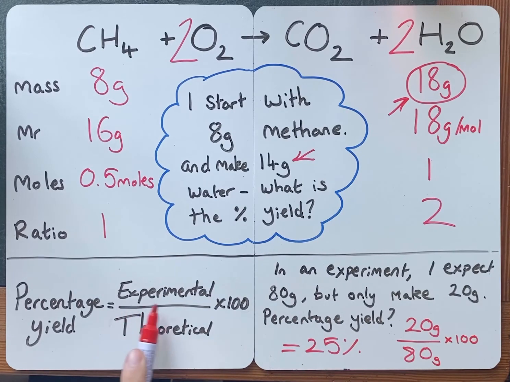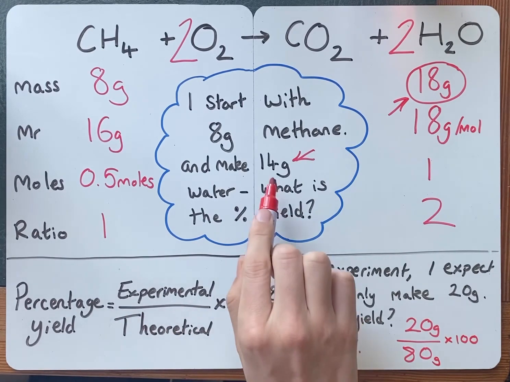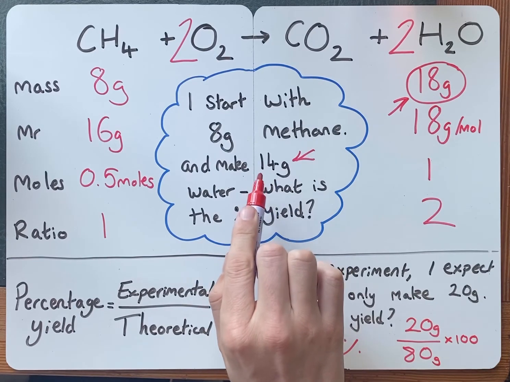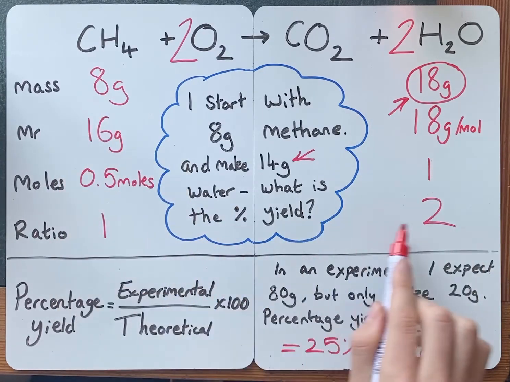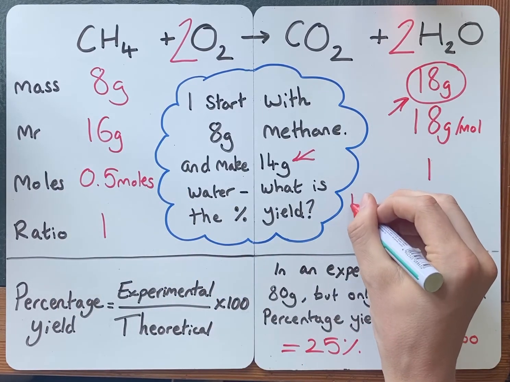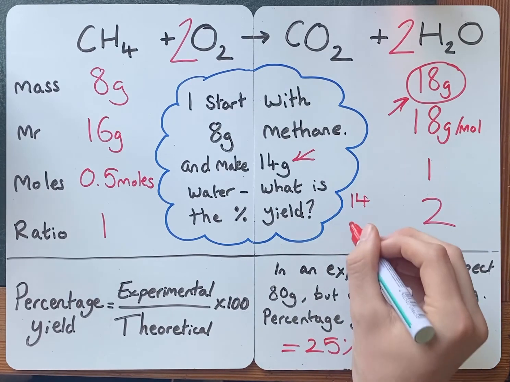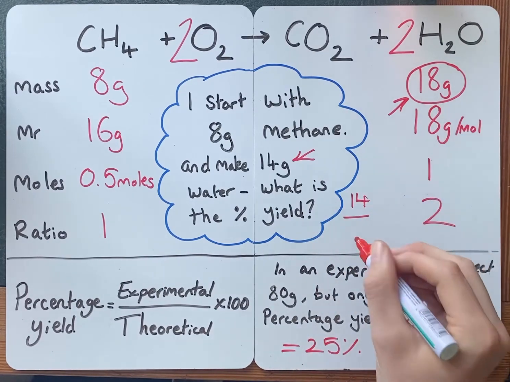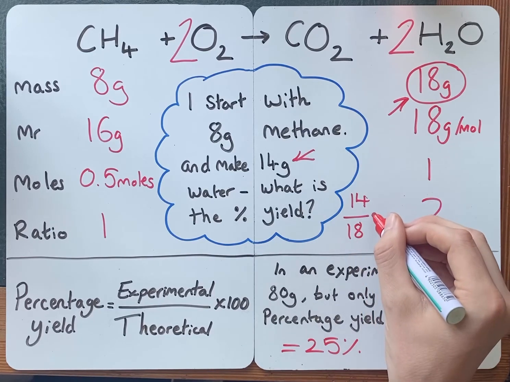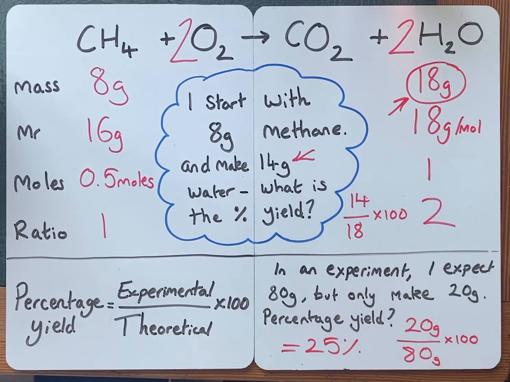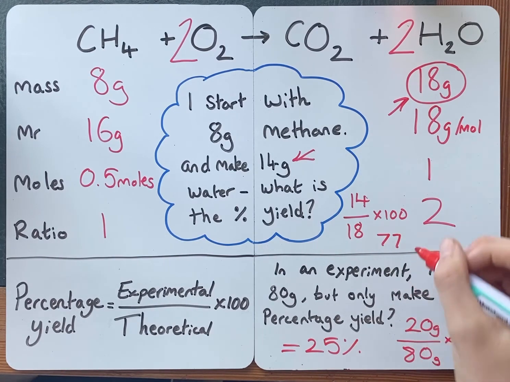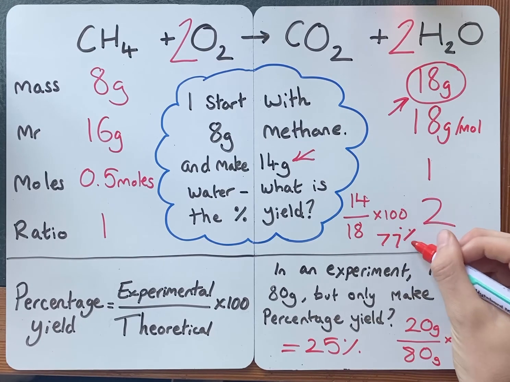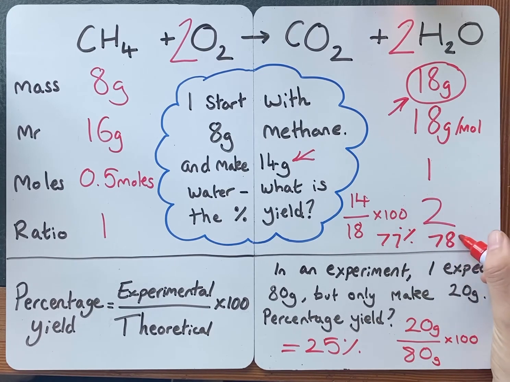I therefore have both the experimental and the theoretical yield. 14 grams was what I obtained when I actually did the experiment. 18 grams was what I expected to make when I did my reacting mass calculation. So now I put experimental, 14 grams, over theoretical, what I expected to make, 18 grams, and I times that by 100, which gives me the answer 77.7 recurring percent, or if I round it up, 78%. And that would be my answer there.